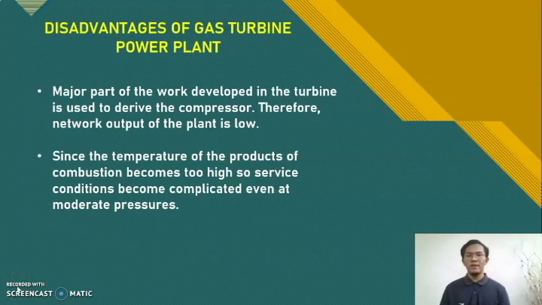Disadvantages of a gas turbine power plant. First, a major part of the work developed in the turbine is used to drive the compressor. Therefore, the net work output of the plant is low. Next, since the temperature of the products of combustion becomes very high, service conditions become complicated even at moderate pressures.